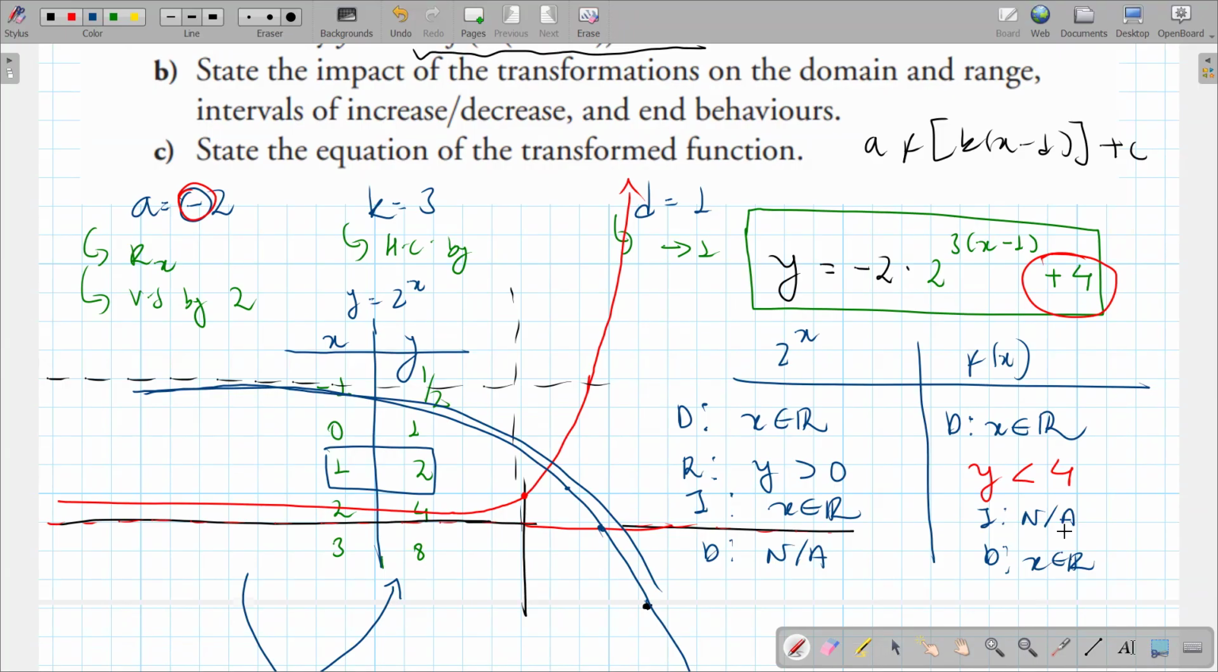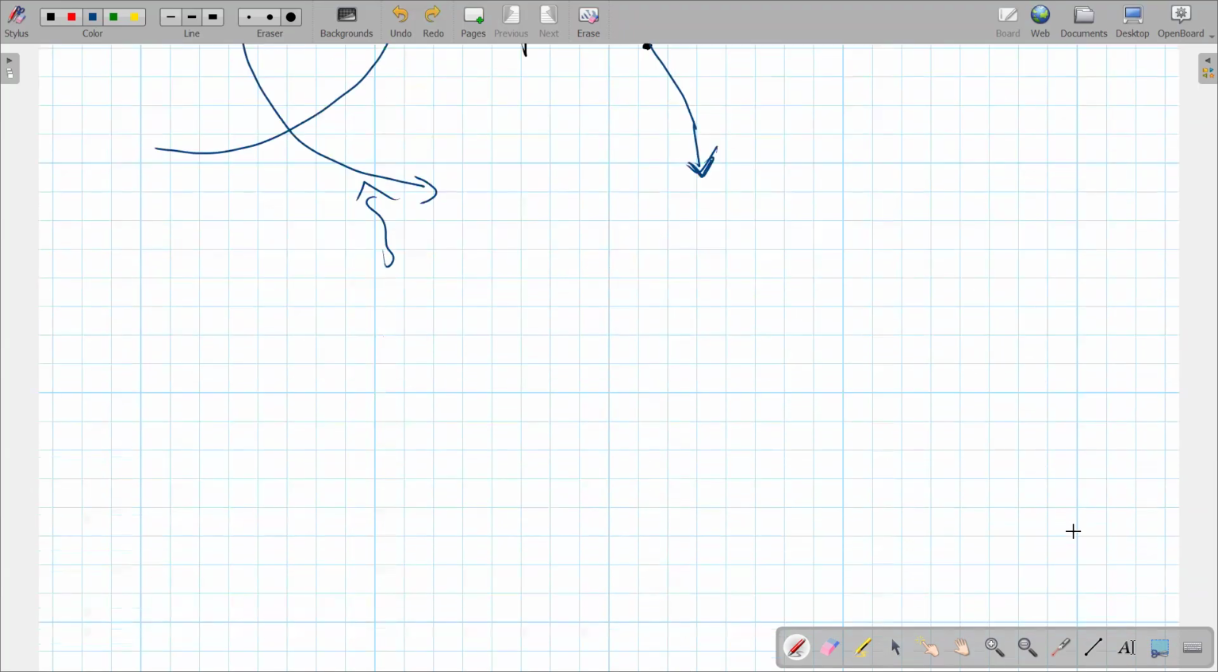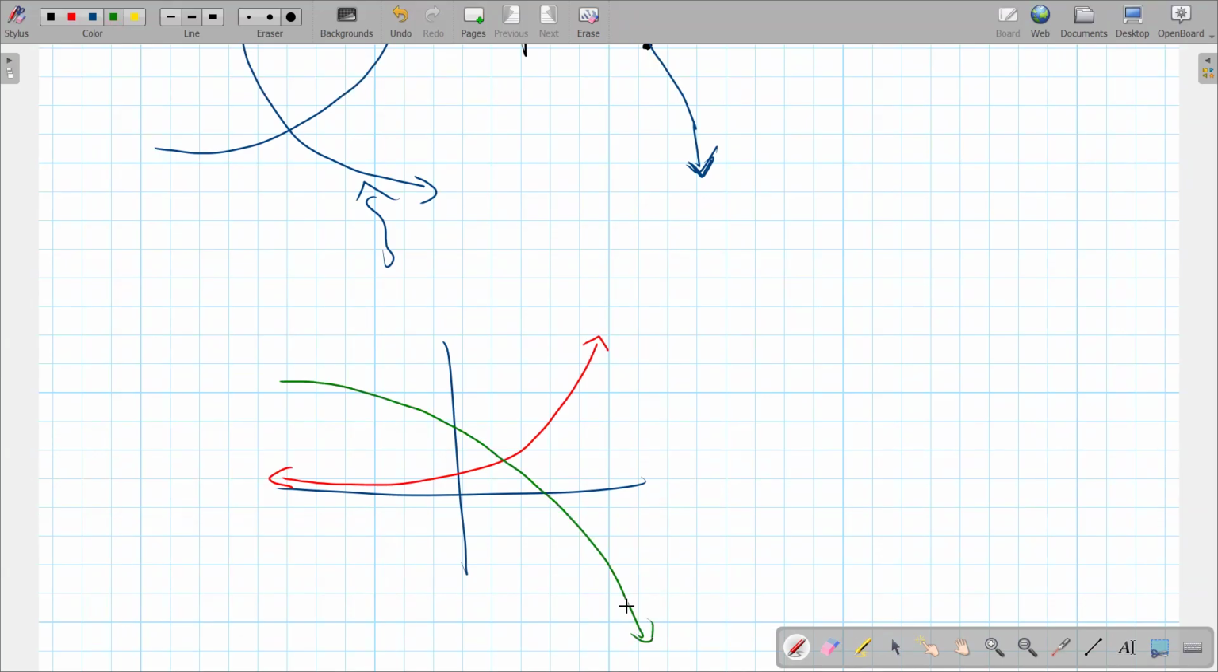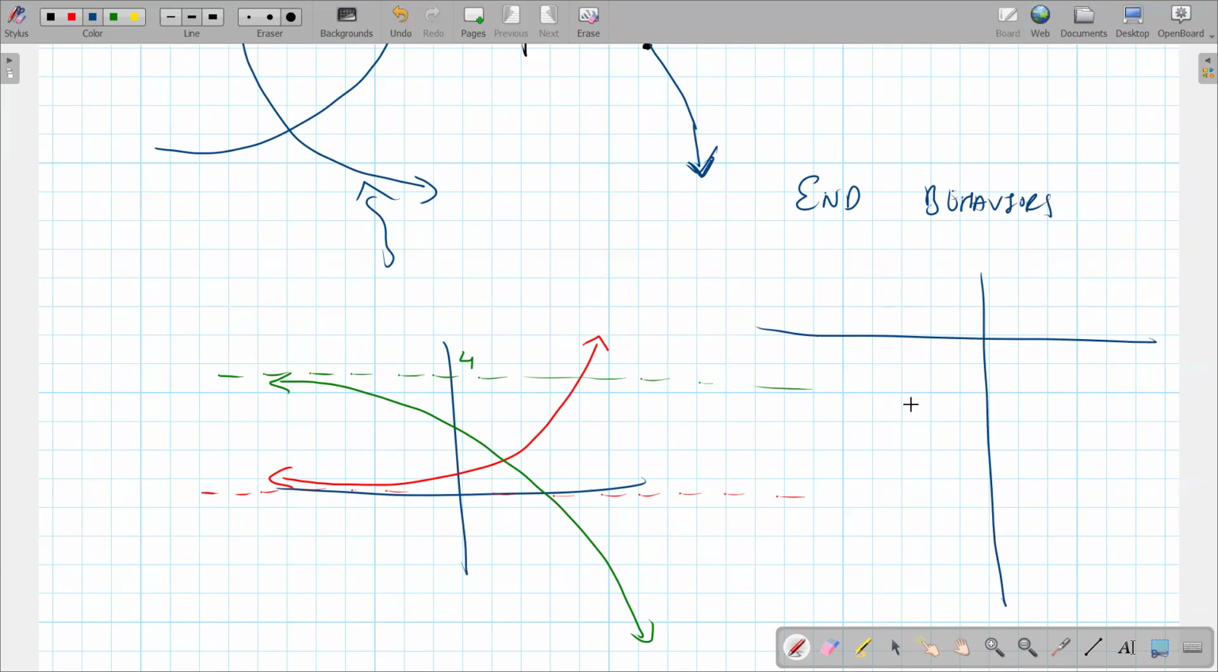And lastly, we have end behaviors. Okay, so let me just comment down here. This is the original function. This is the transform function. There's an asymptote here at 4 for the transform function. For the original function, there's an asymptote here. All right, now let's talk about end behaviors. We're going to do this for the parent function, and then we're going to do this for the transform function.